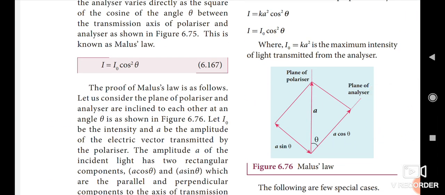Here, the one main thing: the analyzer is tilted at an angle, so the light results in two components, one horizontal component and another vertical component. We have to take only the horizontal component, that is A cos theta, that is the amplitude. So I is directly proportional to A squared. What is the amplitude here? A cos theta. So A squared cos squared theta. Okay, have you all understood?